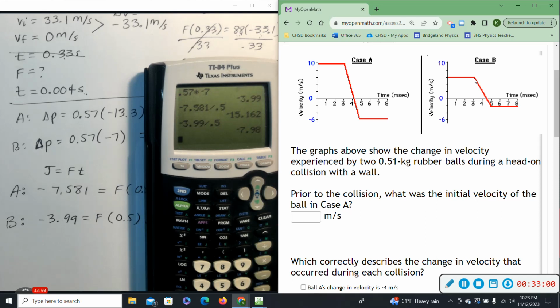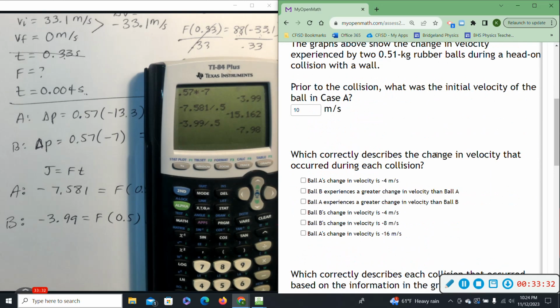The question says the graphs above show the change in velocity experienced by two 0.51 kilogram rubber balls during a head-on collision with a wall. Prior to the collision, what was the initial velocity of the ball in case A? All you have to do is read it. Case A's initial velocity is 10, because that's what the velocity was at the start of the graph. You're looking at the y-intercept, but it's a constant velocity of 10 meters per second for the first, it looks like, 3 seconds until the collision occurs.